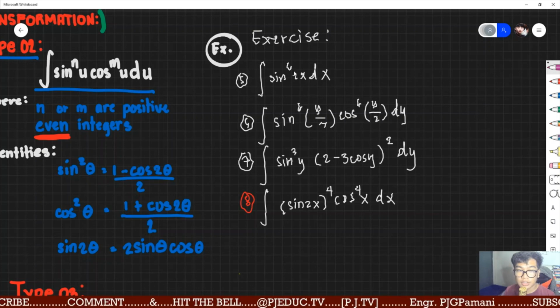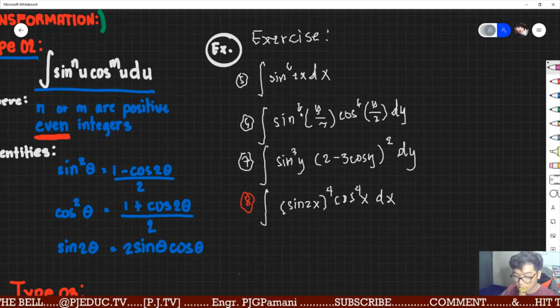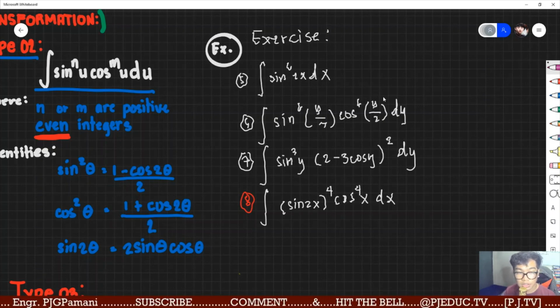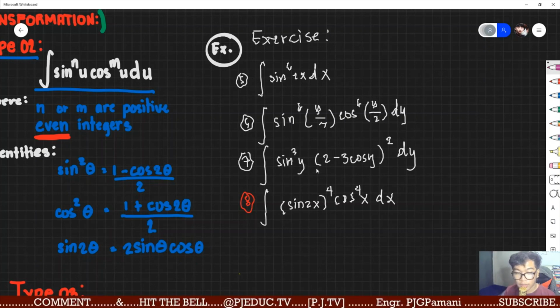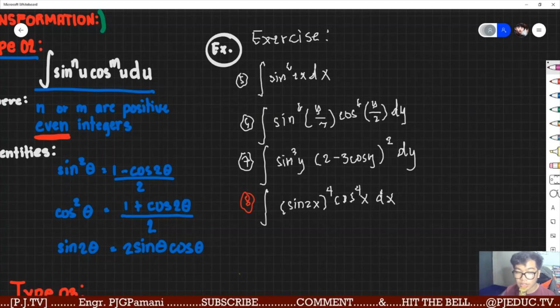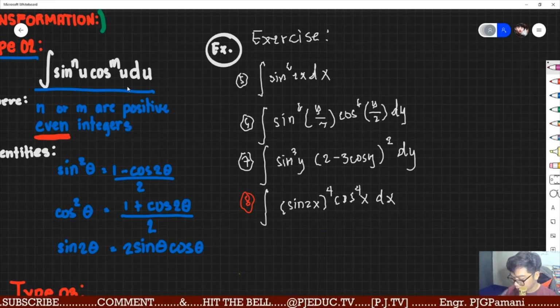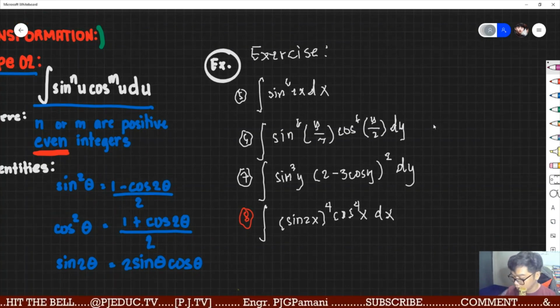Number 5, sine raised to the 6 2x dx. Number 6, sine raised to the 6 y over 2 then cosine raised to the 6 y over 2 dy. And number 7, sine raised to 3 y times 2 minus 3 cosine y squared dy. Then number 8, sine 2x to the 4th times cosine 4x dx. Pag-practice nyo o pagtulungan nyo na kung sinong makasolve.